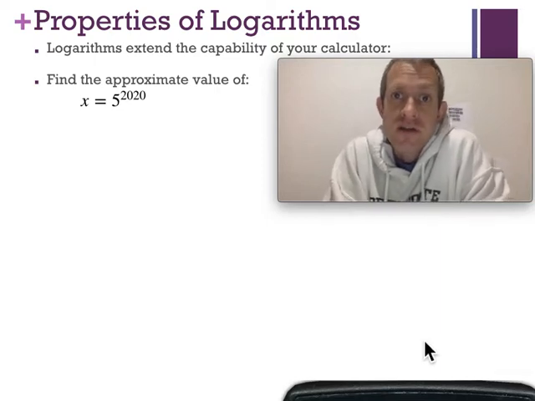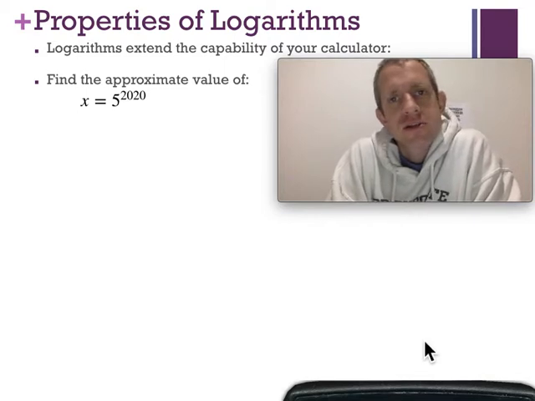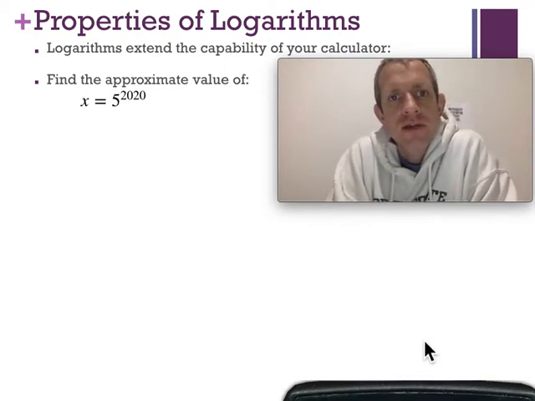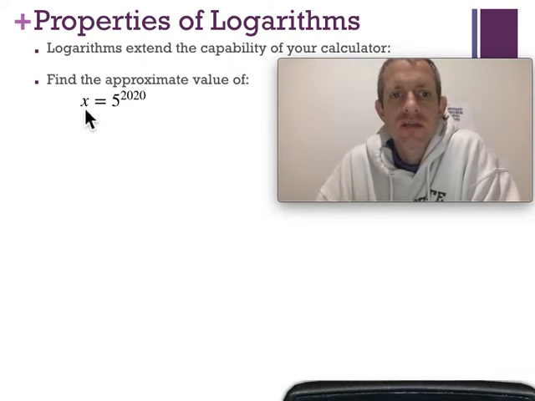Would you believe that you are actually smarter than your calculator? I wanted to show you a few ways you can do that, and you can do that by using the properties of logarithms. So here is a question: what is 5 raised to the 2020th?